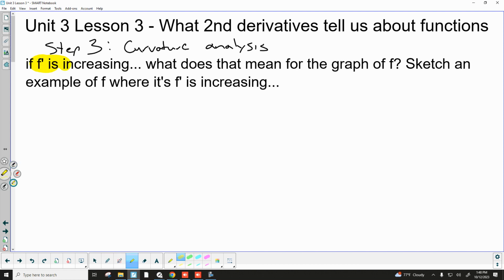0, 1, 2, 3. Now, knowing that F prime are slopes, what would F look like if its slopes progress from 0 to 1 to 2 to 3? Sketch a little piece of F whose slopes go 0, 1, 2, 3. Go ahead, try. What would the function look like if your slopes go from 0 to 1 to 2 to 3?